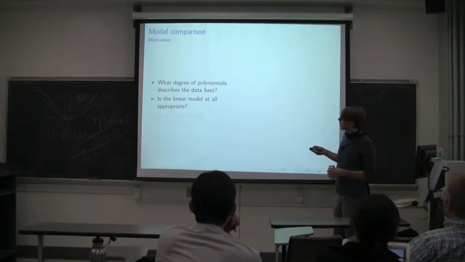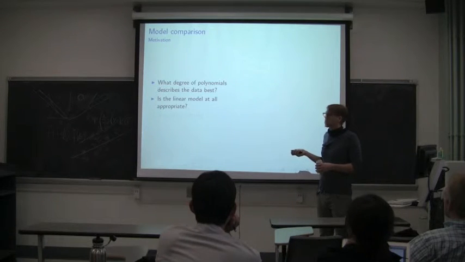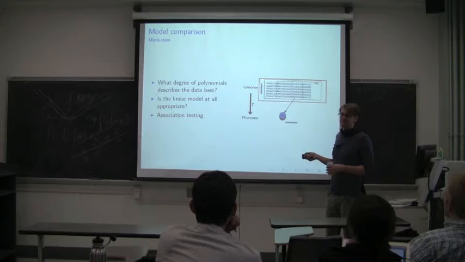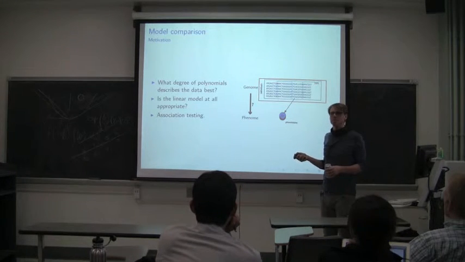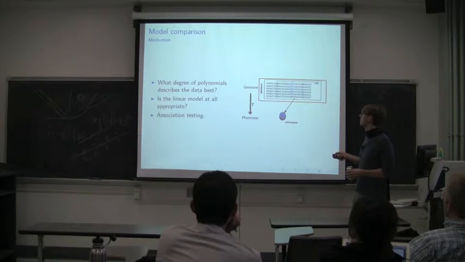So, what is the degree of polynomial that describes the data best? Well, do we have at all the correct model? Or should we use something else? Or, does a SNP have an effect on the phenotype? Those are the types of questions that we can ask if we do model comparison.